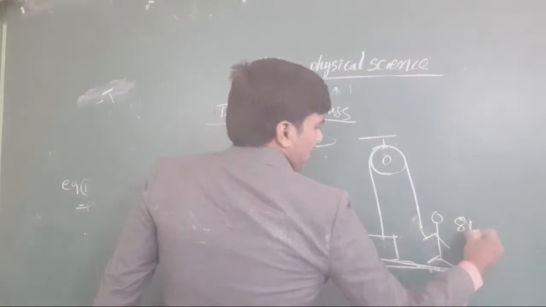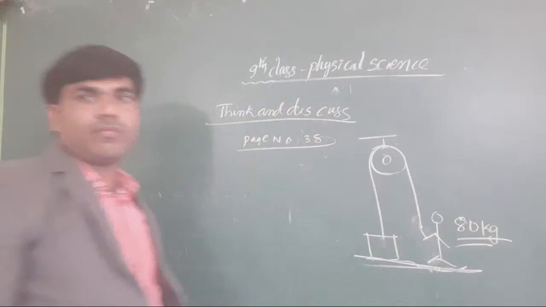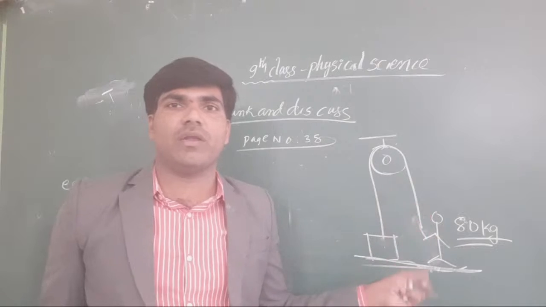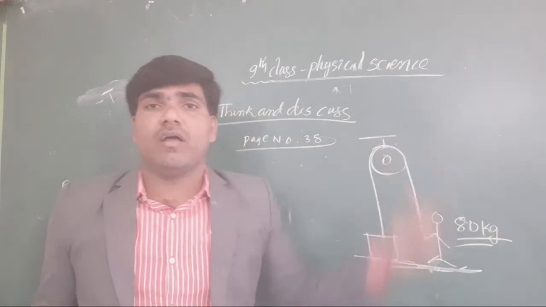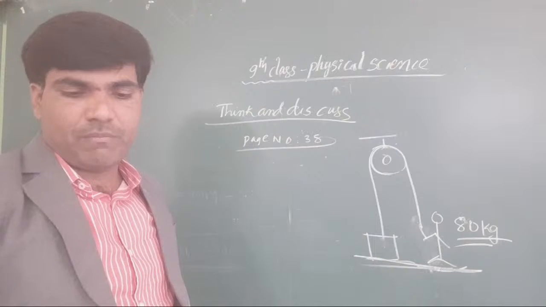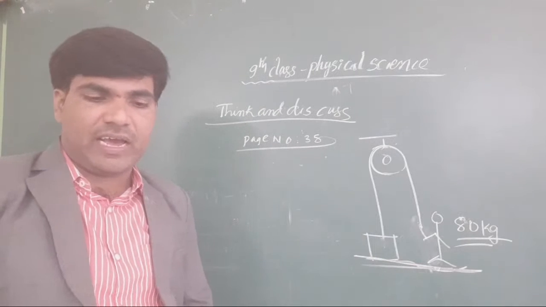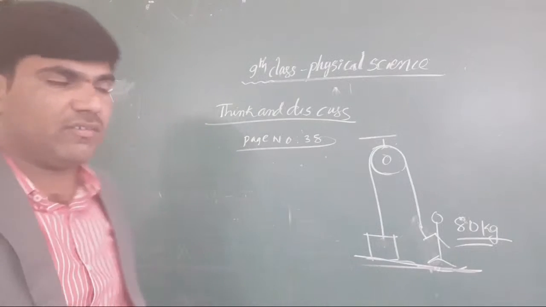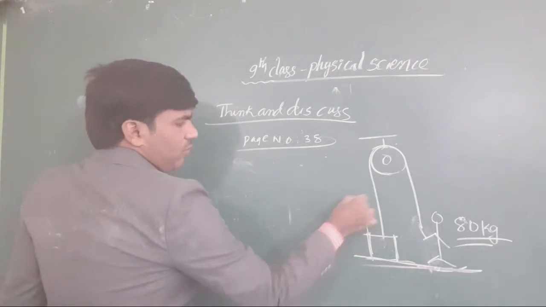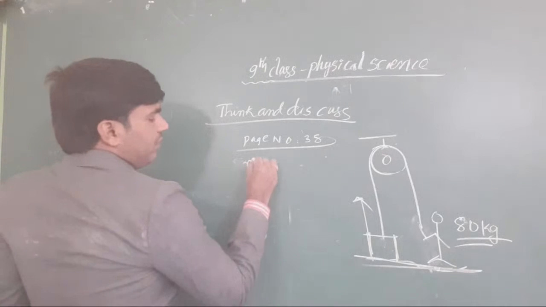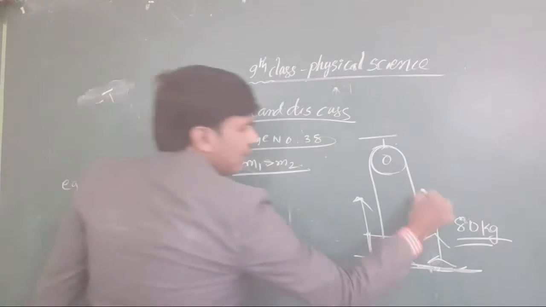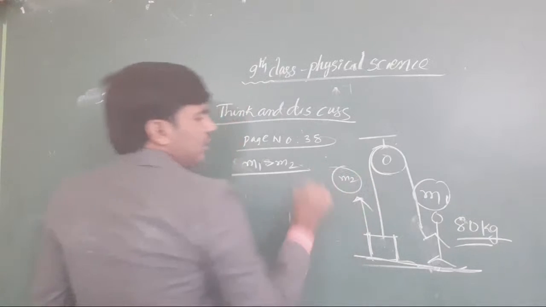The man's weight is how much? 80 kg. Clear or not, all the students? The man has 80 kg. When our M2 is lifted here, that is what they are asking: what is the upper limit of the weight that a strong man of mass 80 kg can lift, as shown in the figure? And for the weight's upper limit, the compulsory condition when he wants to lift is that m1 should be greater than m2. Here the man is taken as m1 and this m2 here.